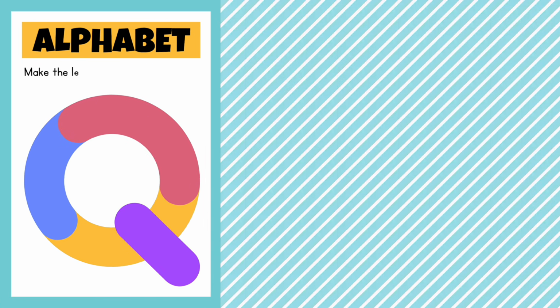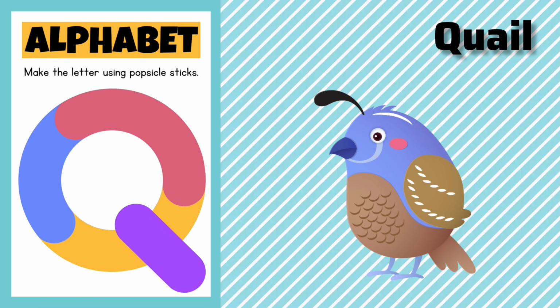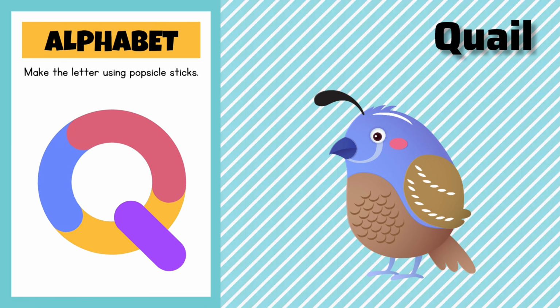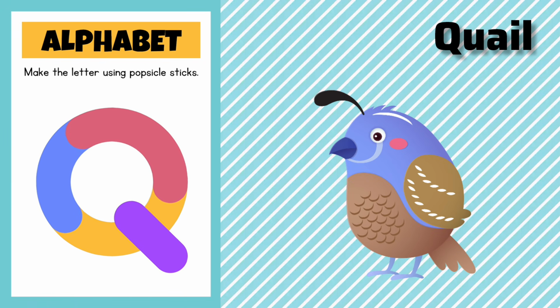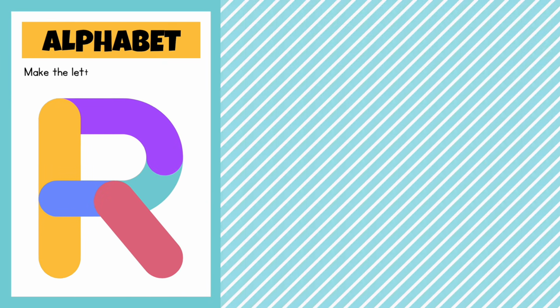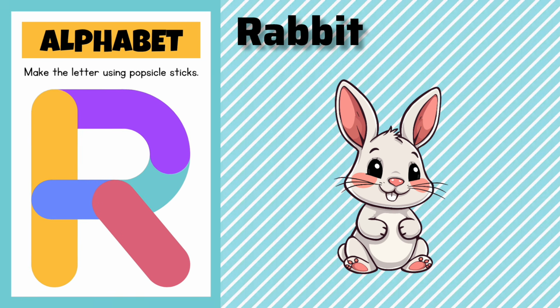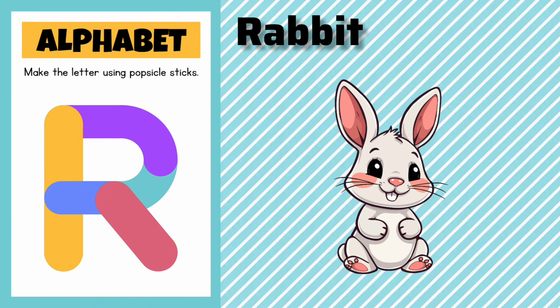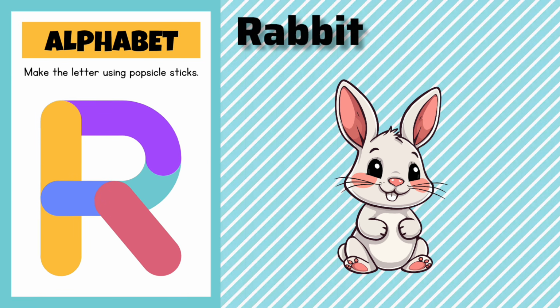This is the letter Q. Q is for quail. Quail. This is the letter R. R is for rabbit. Rabbit.